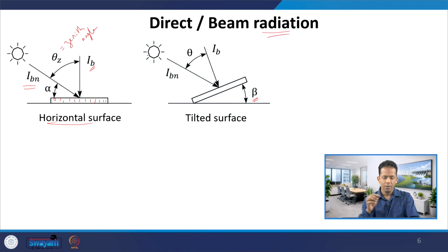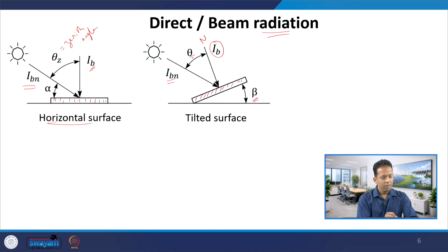Now for a tilted surface, when the surface is tilted at angle beta, the position of the sun is similar. With respect to the surface, whatever is received perpendicular is beam radiation, and whatever is received directly from the sun is the normal radiation, like IBN. The angle between the incident radiation and the normal to the surface is the angle of incidence, which we studied earlier. Now, this normal is at 90 degrees, but it is not the zenith position.